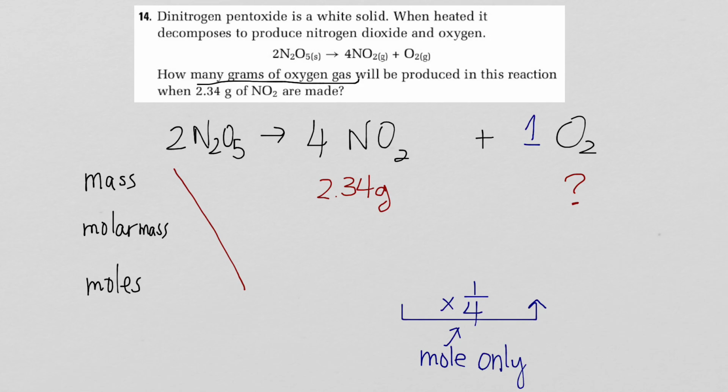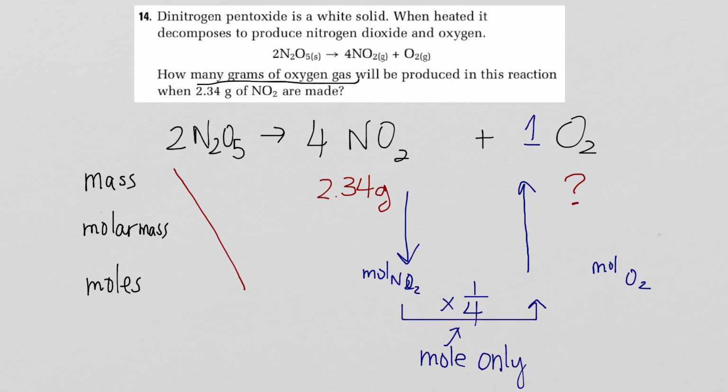So my master plan is that I can convert mass into moles, then I can use my mole ratio to go across to get moles of O2. Right, so I can go mass to moles of NO2, and then I can use my mole ratio to go across and say that's how many moles of O2 I need. And then lastly, if I have moles of oxygen, I can calculate mass of oxygen. So that's the plan, that's the route that we're going to go.